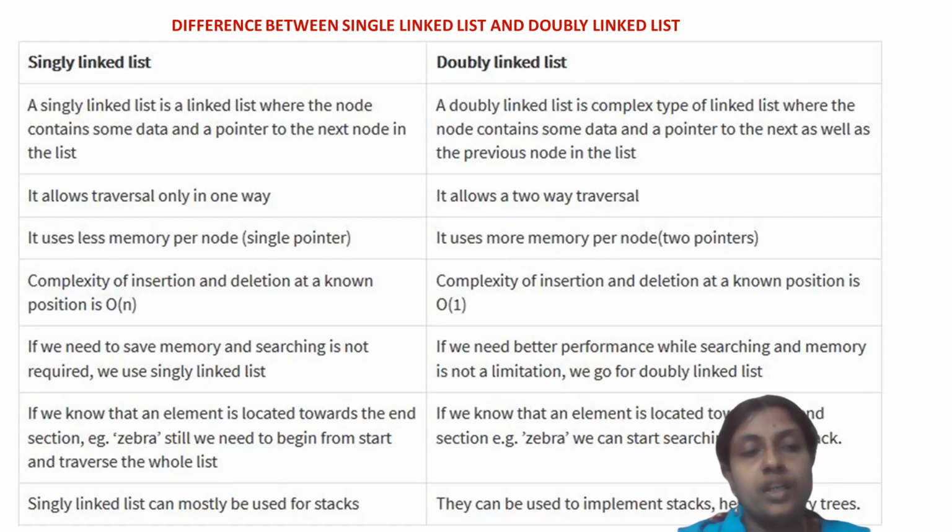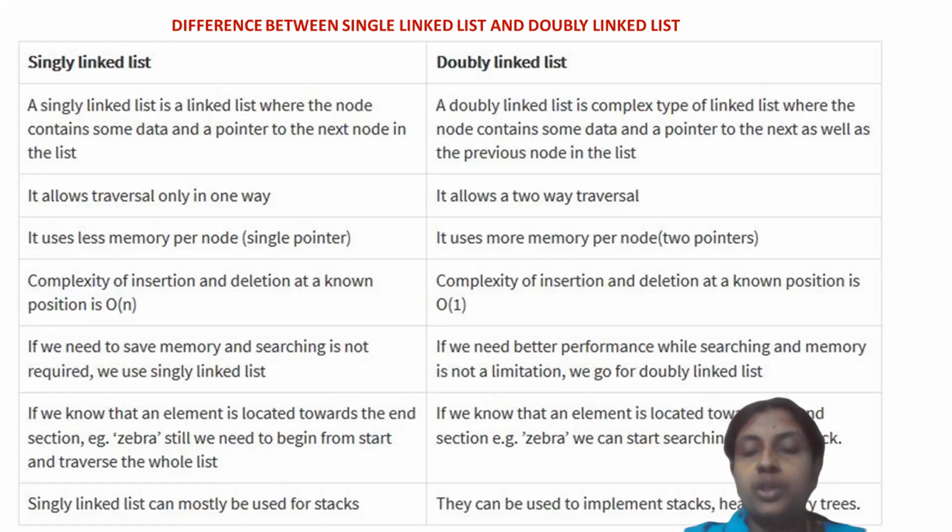Okay. If you want to save memory and searching is not required, we use a single linked list. So among these two, when you want to save memory, then we prefer to use a single linked list. But if you want better performance, because a double linked list has the facility to move forward and also move backwards, then you can go for a double linked list.